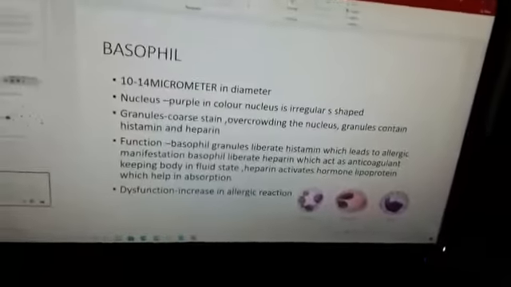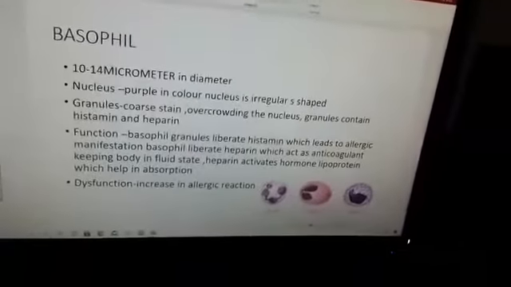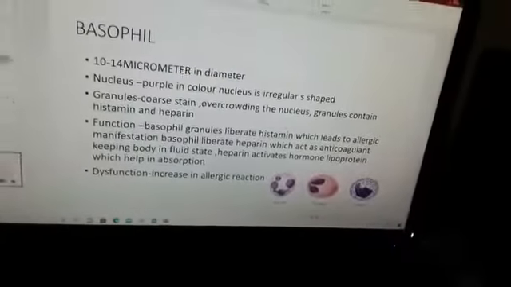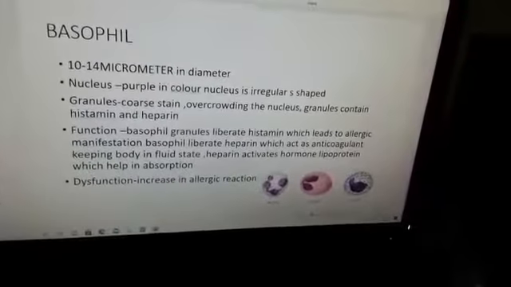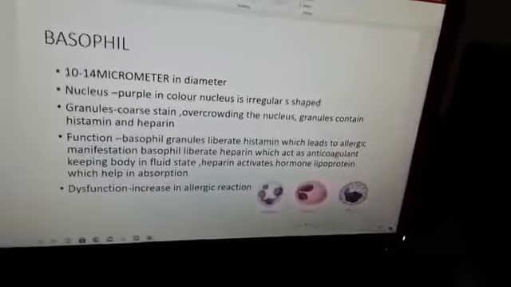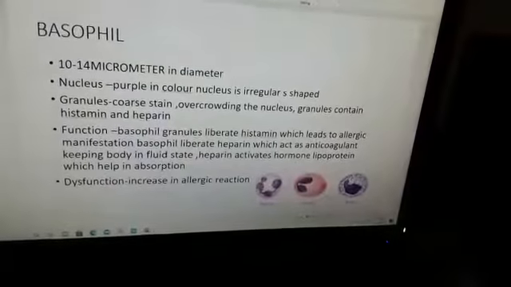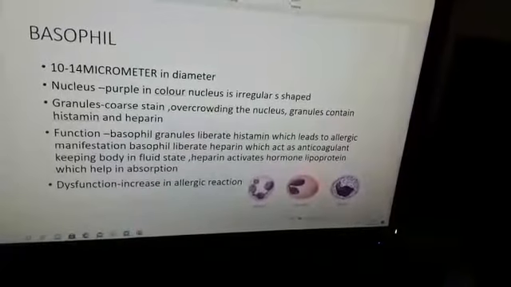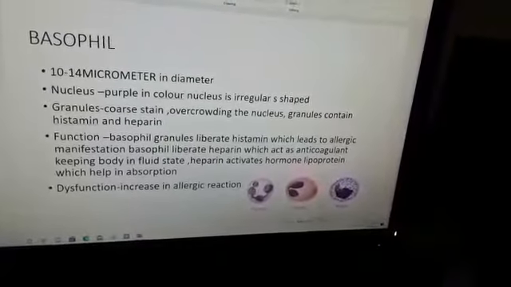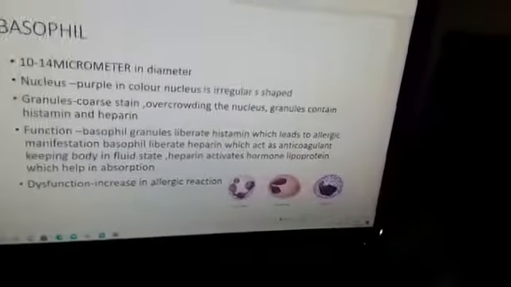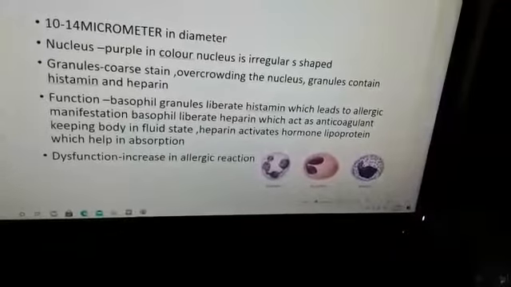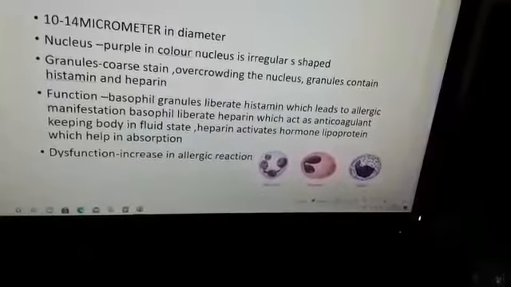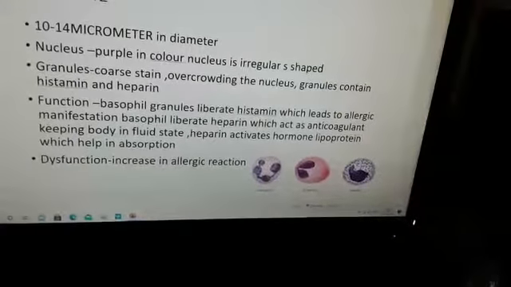Then basophil. We finished neutrophil and eosinophil which are components of the white blood cell, and the third component is the basophil. Basophil is also 10 to 14 micrometer in diameter, nucleus purple in color, nucleus is irregular S shape, granules coarse and overcrowding. The granules contain histamine and heparin. Function: basophil granules liberate histamine which leads to allergic manifestations. Basophil liberates heparin which acts as an anticoagulant keeping the body in a fluid state.